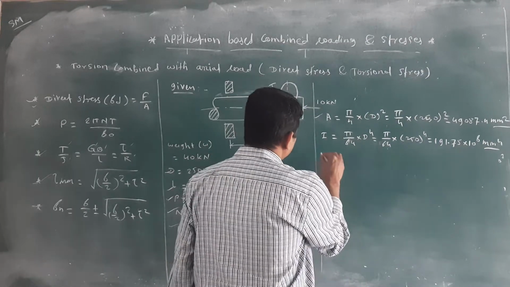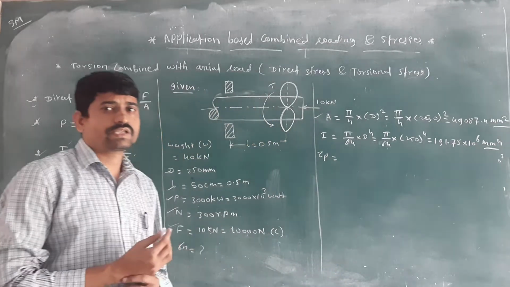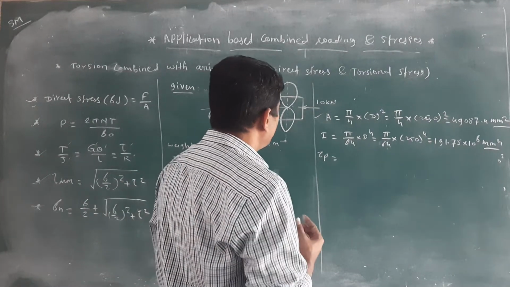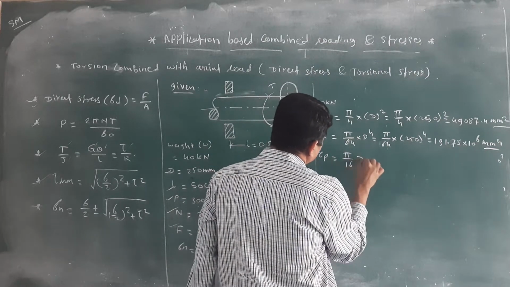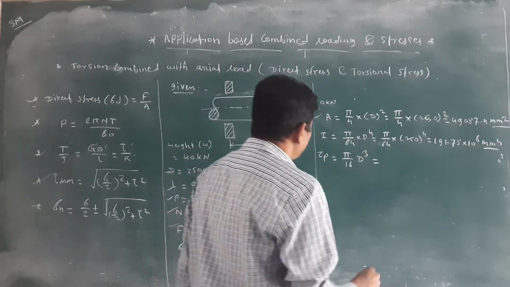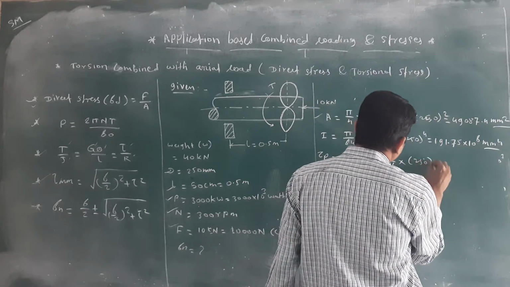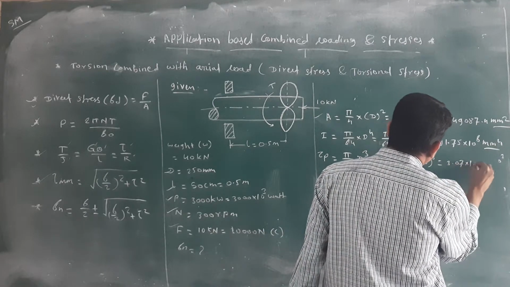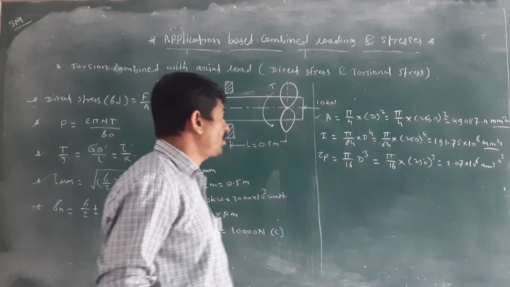Next we want to calculate the polar sectional modulus. Polar sectional modulus is nothing but the ratio of polar moment of inertia to the radius. If you calculate this, you will get pi by 16 into d cube. Again we know the d value, pi by 16 into 250 cube. Then we'll get 3.07 into 10 raised to 6 mm cube. Okay, mm cube is there.